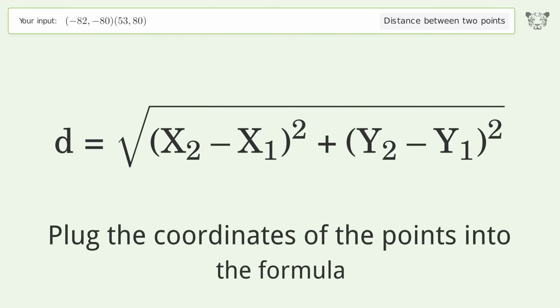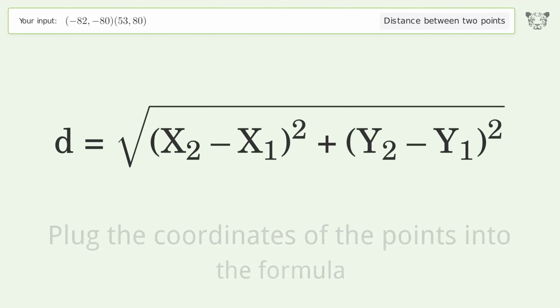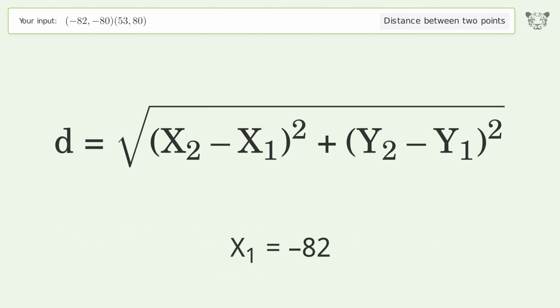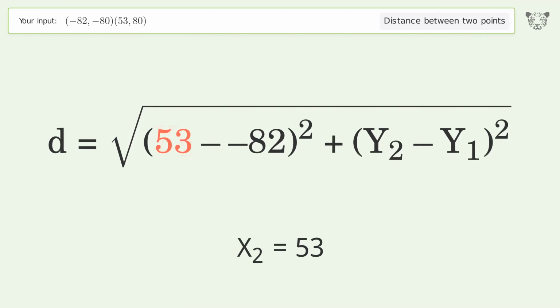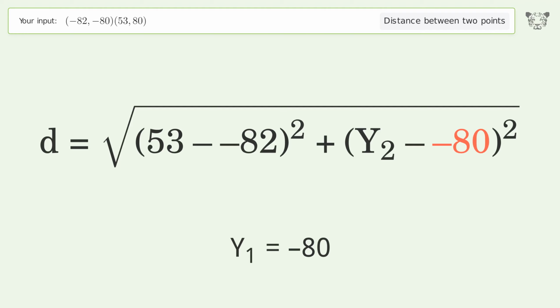Plug the coordinates of the points into the formula. x1 equals negative 82. x2 equals 53. y1 equals negative 80. y2 equals 80.